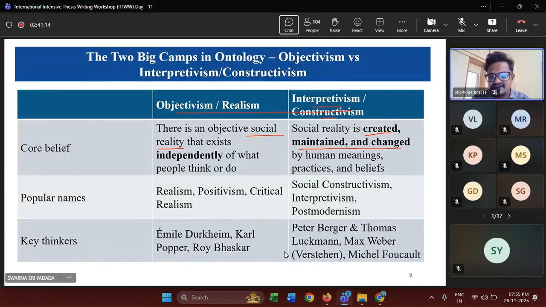So these are all social realities, because we are pitching this in the background of humanities research. This is a social reality where there is a debate whether this is natural, or a social construction, or coming through a culture. Social reality is created, maintained, and changed by human meanings, practices, and beliefs. Popular names for this: realism, positivism, critical realism. The key thinkers of objectivism are Emile Durkheim, Karl Popper, Roy Bhaskar, Peter Berger, Thomas Luckmann, Max Weber, Michel Foucault. Please, let's move to the next slide, madam.